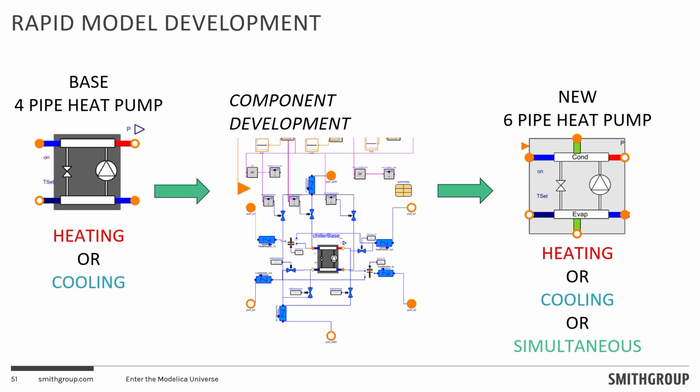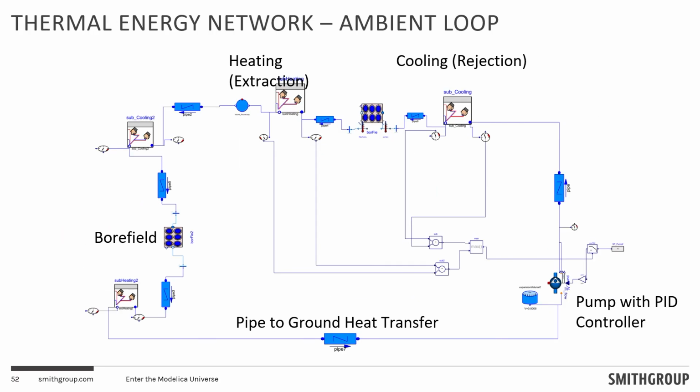One example is maybe there's a 4-pipe heat pump that can do heating and cooling. You want to deploy a 6-pipe that could do heating, cooling, or simultaneous. You take that model, copy it, tweak it, and then redeploy it, all within a modeling environment. You don't have to get down to a code level.